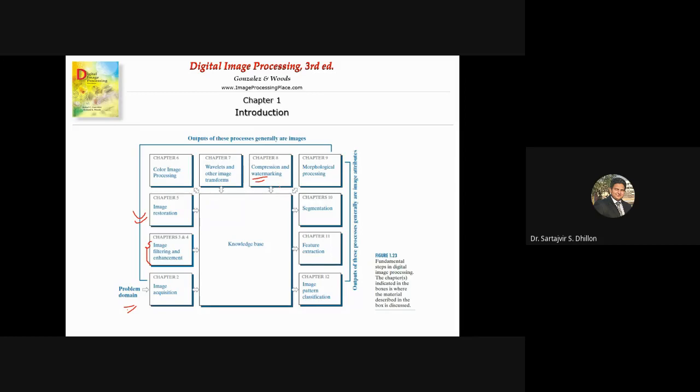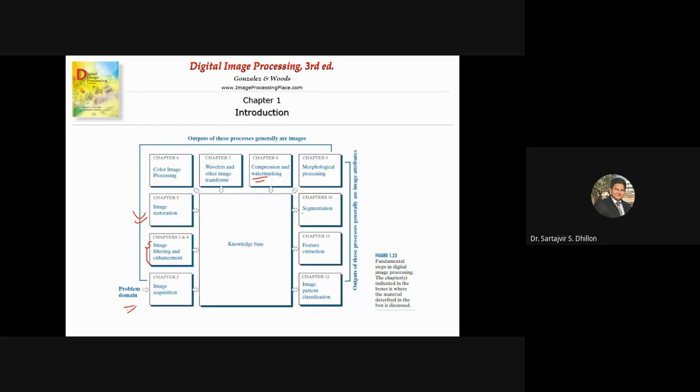What is watermarking, and what is its role within an image? And morphological processing: why are we using morphological processing? It has a lot of applications, and here we are using logical operations, such as the AND operation, the OR operation, and the XNOR operation, which we covered yesterday.